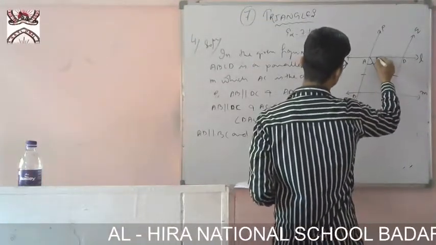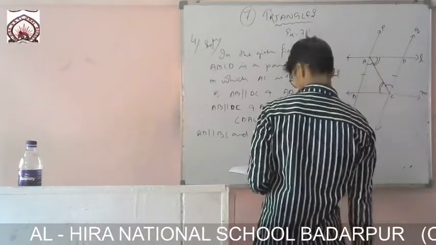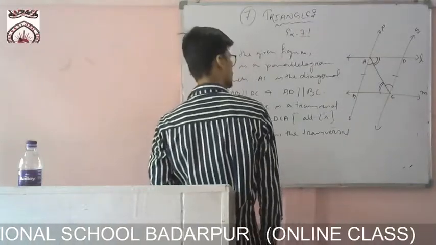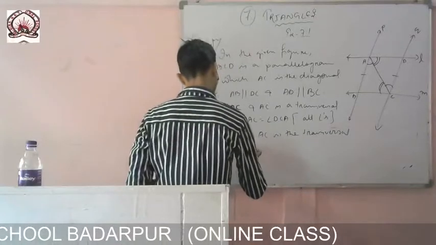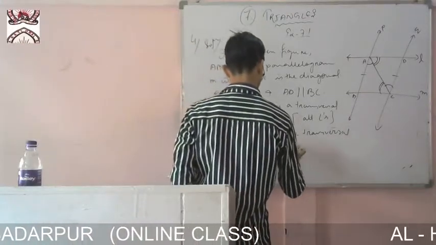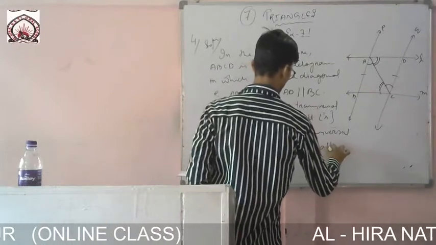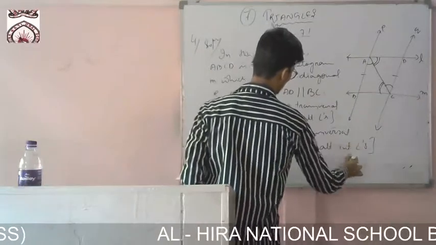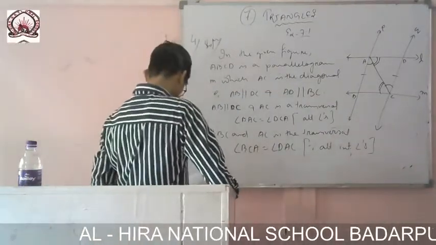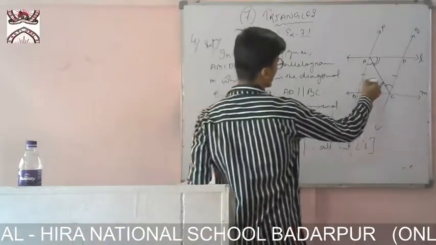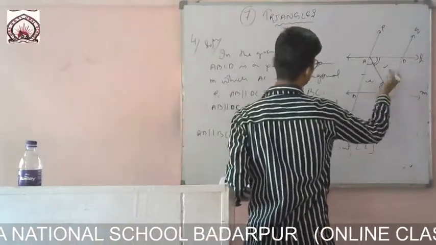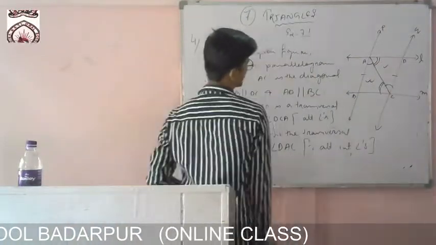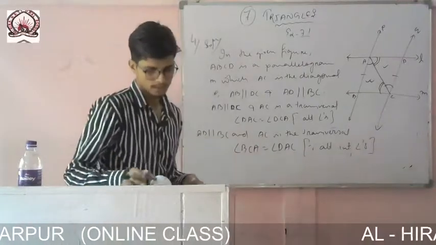So this angle will be equal to this one, that is BCA will be equal to DAC. This one will be alternate interior angles. You write it in full, okay? Don't write it short like this in the exam. Now in these two triangles, this angle and this angle are equal, this angle and this angle are equal, and AC is the common side, that is the diagonal. So I can say that these two triangles are equal.